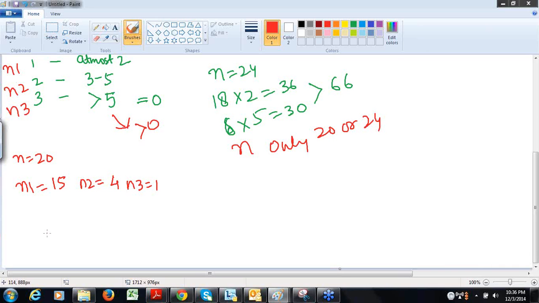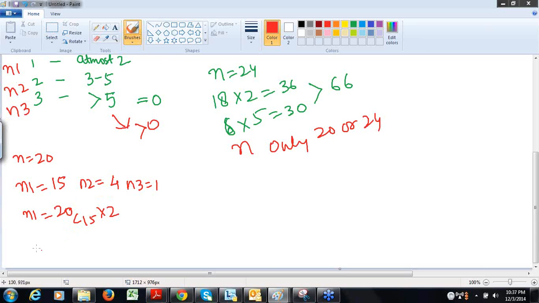Now the way to distribute n1 will be 20C15 into 2. Why are we doing 2? Because the candidate can get 1 or 2 candies. So if it is 1, then 20C15, and if it is 2, then 20C15. So 2 ways to select n1.